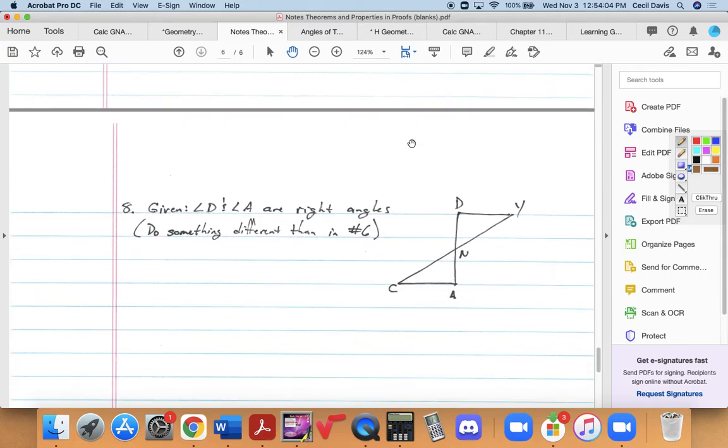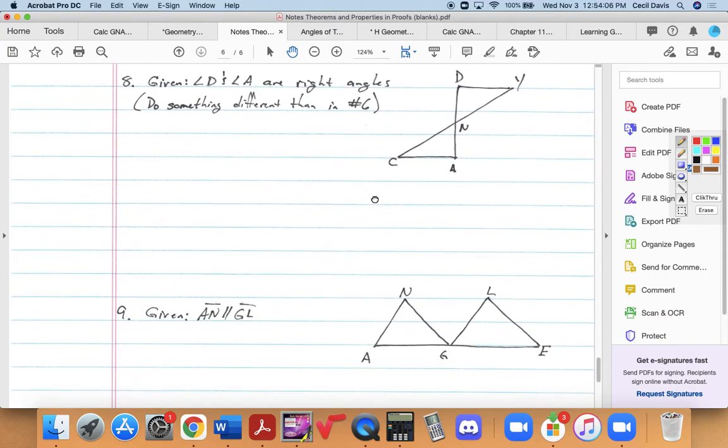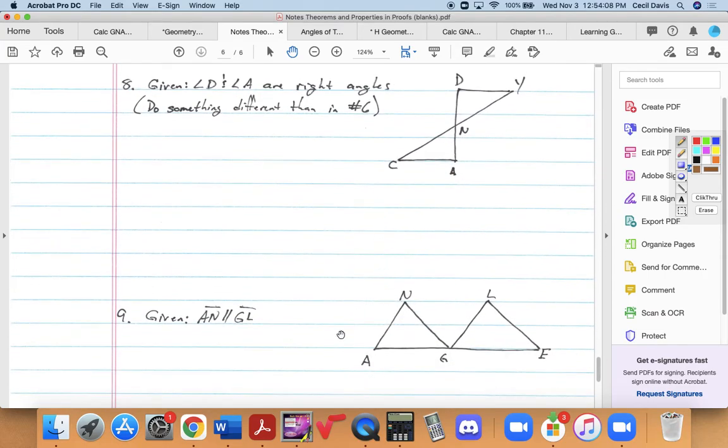All right. Look at number 8. Do the same kind of thing you did on number 6. So you should be able to look back at number 6 and it should help you out.